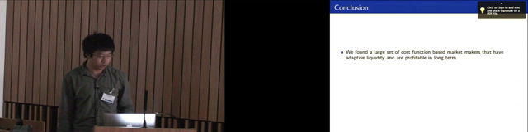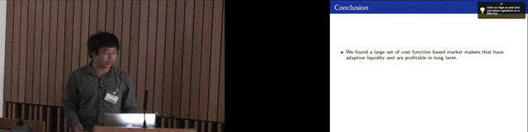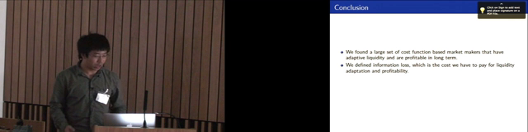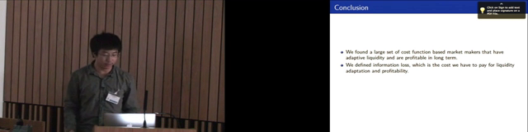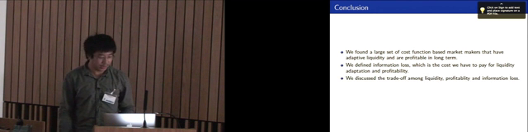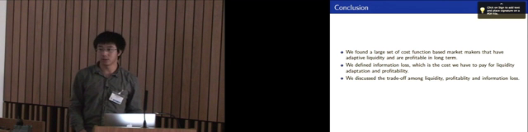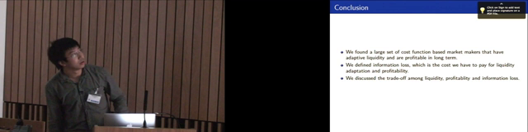As a conclusion, we first found a large set of cost-function-based market makers that have adaptive liquidity and are profitable in the long term. Then we defined information loss, which is the cost we have to pay for liquidity adaptation and profitability. And in the end, we discussed the trade-off among liquidity, profitability, and information loss. And that's all. Okay, thank you.